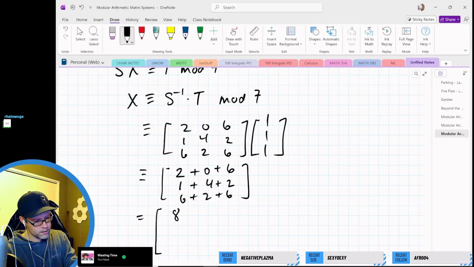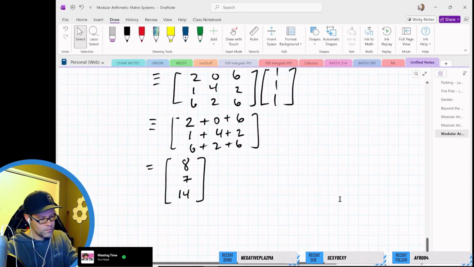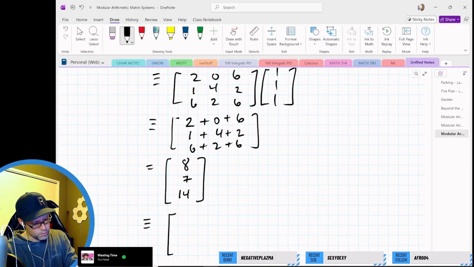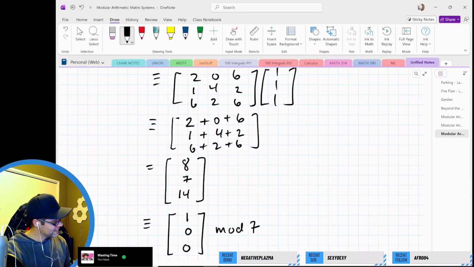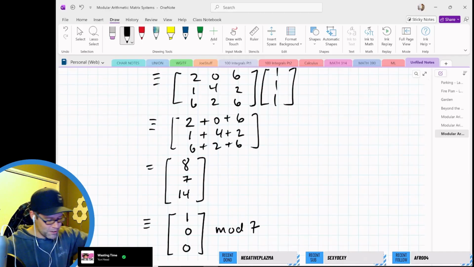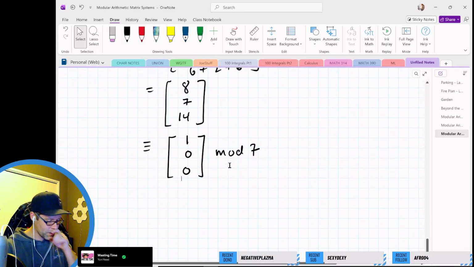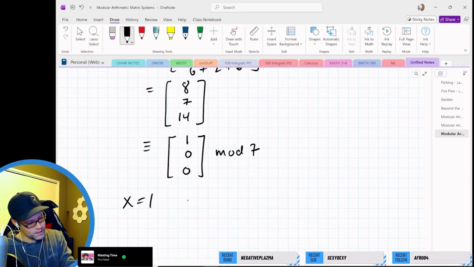So we have 8, 7, 14. And again, we'll just do a little bit of simplification here. This would be 1 mod 7, 0 mod 7, and 0 mod 7? What? Yeah, I guess that's what I got in my final answer here. So x is equal to 1, y and z are equal to 0. So x is equal to 1 mod 7, and y and z are both equal to 0 mod 7.